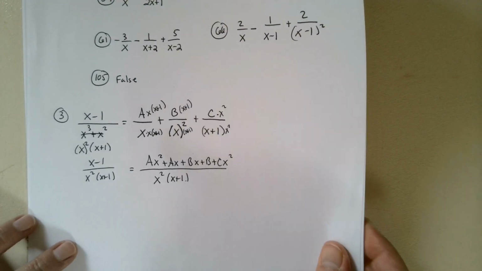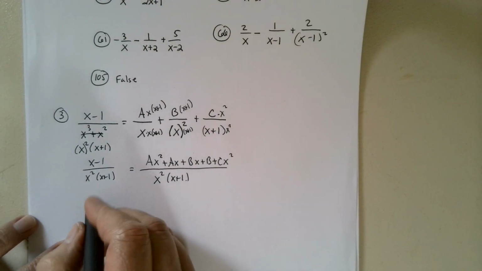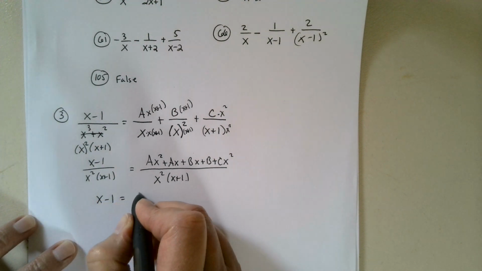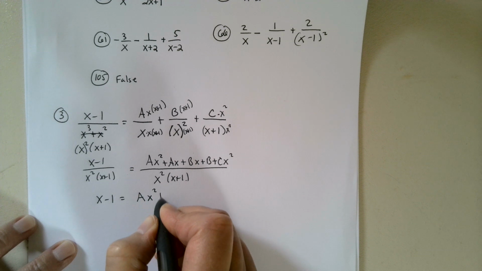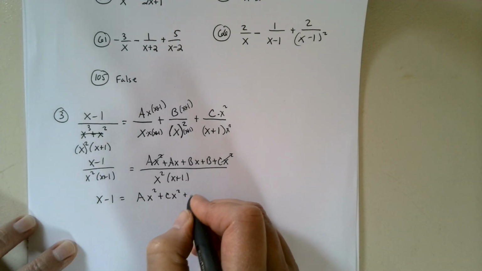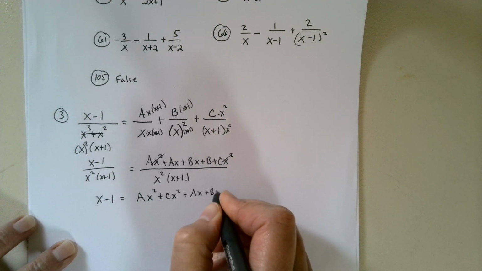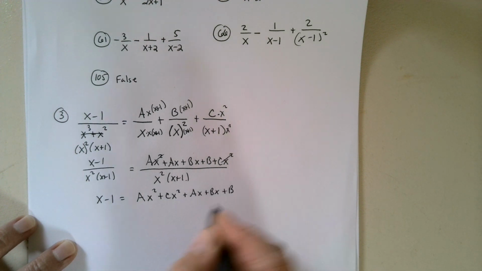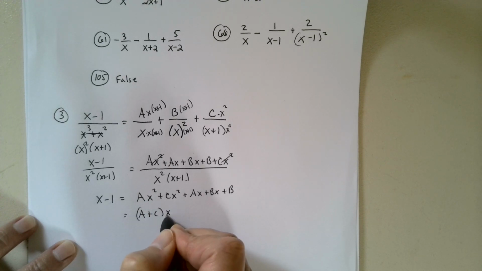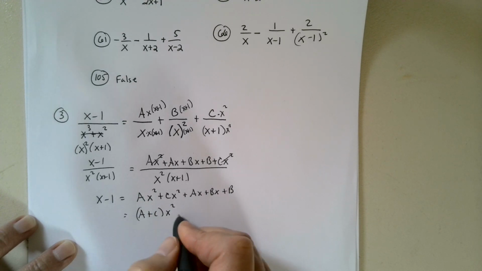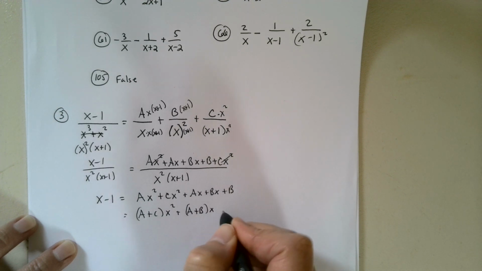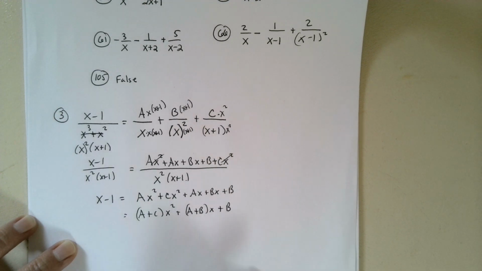I can stop writing the denominator and just set the numerators equal. So I'm going to have x minus 1, and I'm going to rearrange. So I'm going to have ax squared plus cx squared plus ax plus bx plus b. So I can take out the x squared, and that leaves a plus c. I can take out the x, and that leaves a plus b, and then I just have another b.